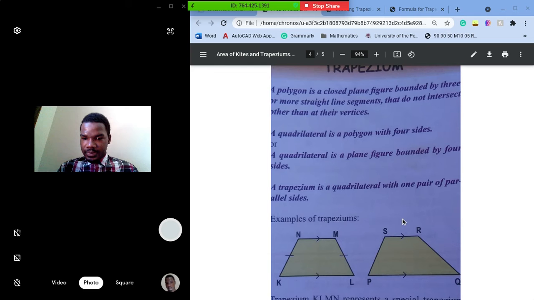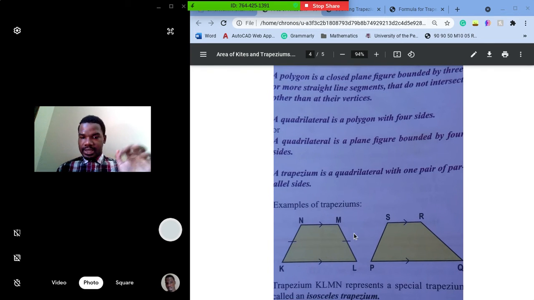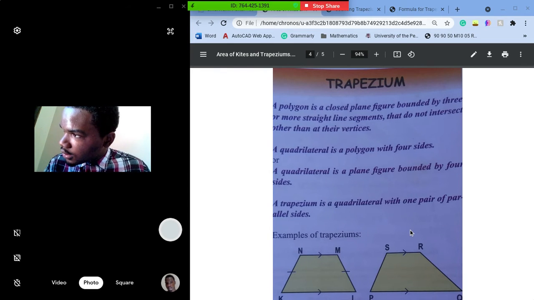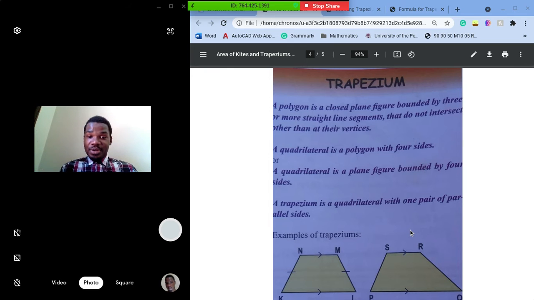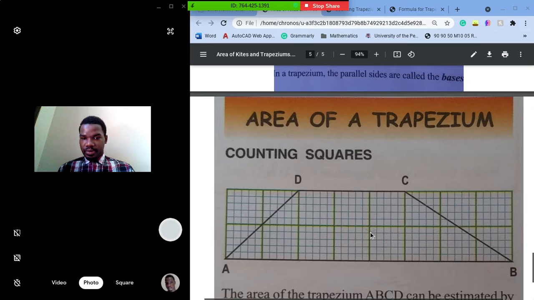A trapezium, as seen below, the 2 trapeziums below, has 4 sides: K, L, M, N, or in this case P, Q, R, S. Sir, when I was learning how to do trapeziums, those are the hardest ones to do, sir. Yes, I know. So that's why I'm going to go through how you count the squares. So don't worry. Look at this one now.